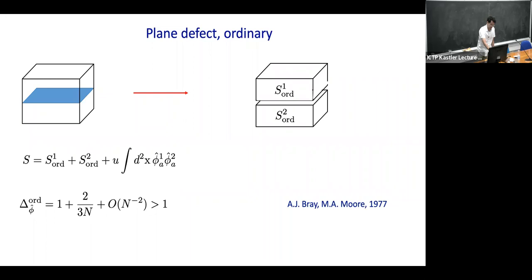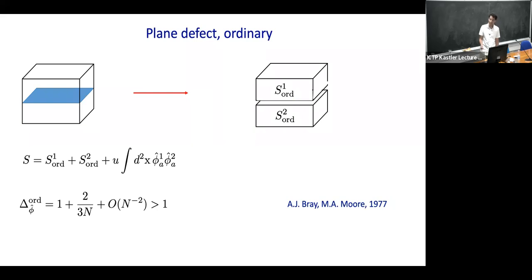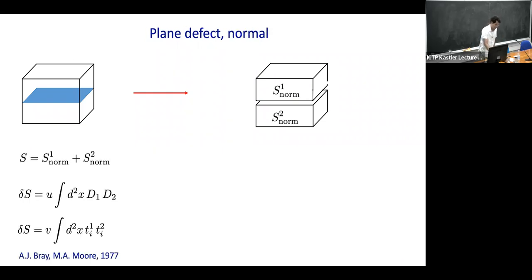So what are these fixed points for the plane defect case? Well, the ordinary fixed point is quite simple. This defect plane just cuts the system into two halves, and each of the exposed boundaries now has an ordinary universality class, and the coupling between them turns out to be irrelevant. Same with the normal fixed point. If I apply a symmetry breaking field on this plane, it just cuts the system into two normal boundaries. And again, the coupling between these two boundaries is irrelevant.